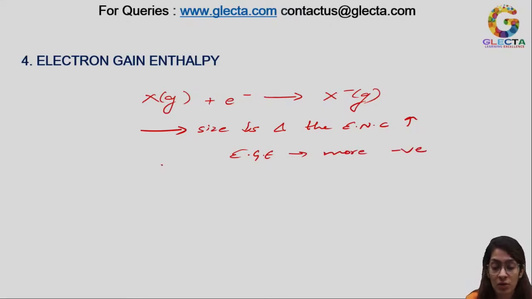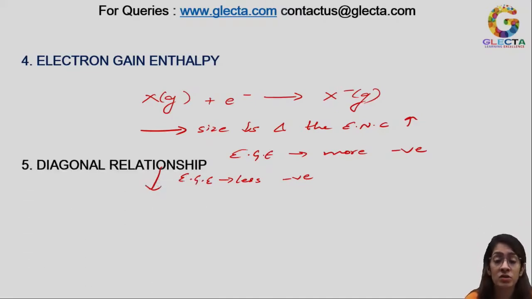Now, when we talk about down the group, what will happen? Down the group, the electron gain enthalpy would become less negative. And why is that? Because as we go down, the atomic size and the nuclear charge increase. Because of the increase in the atomic size, the attraction would decrease, but the effect of atomic size is more prominent than that of the nuclear charge. Hence, the force of attraction between the nucleus and the added electron would decrease, and thus the enthalpy becomes less negative.